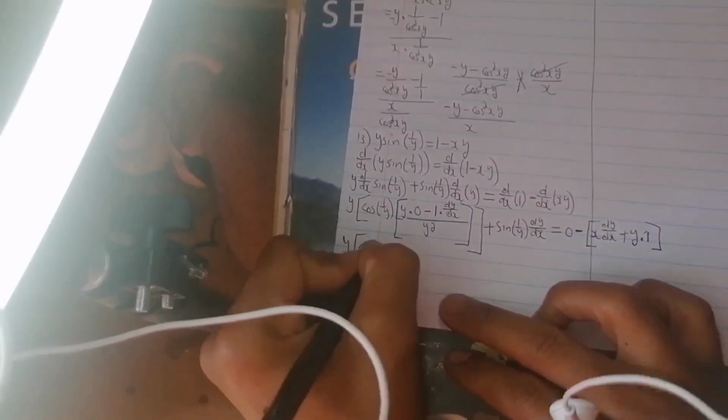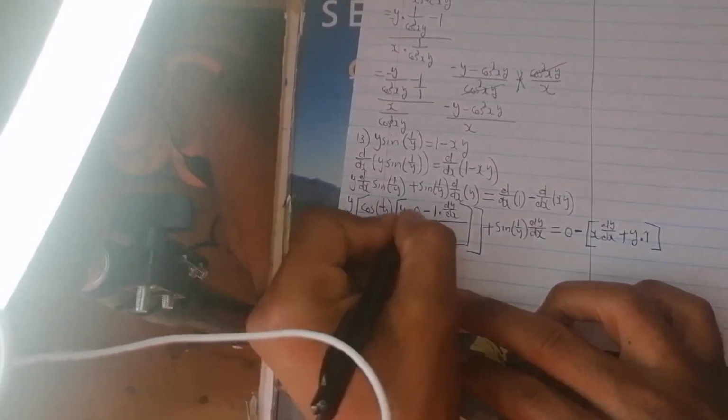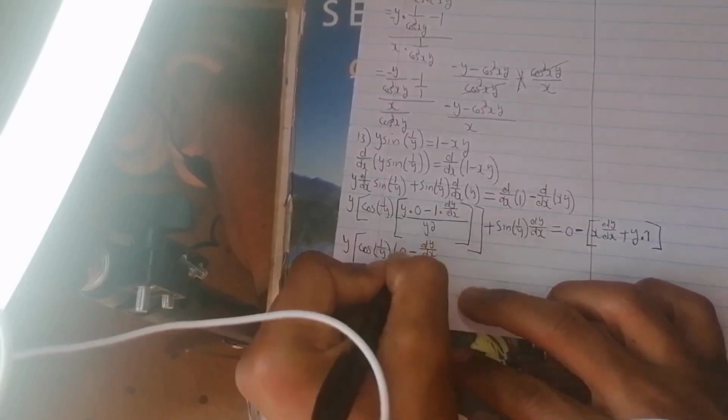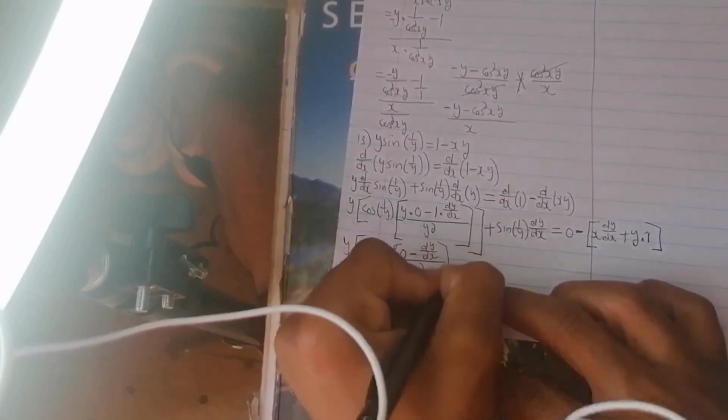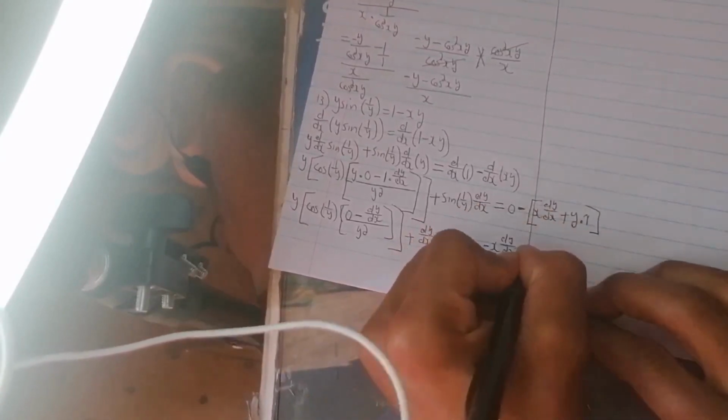Right. And then when we are here, I'm having my y, I'm having my cos 1 over y, and I'm going to have 0 minus dy over dx divided by y squared, plus here I'm going to have dy over dx sine 1 over y, that is equals to minus x dy over dx minus y.